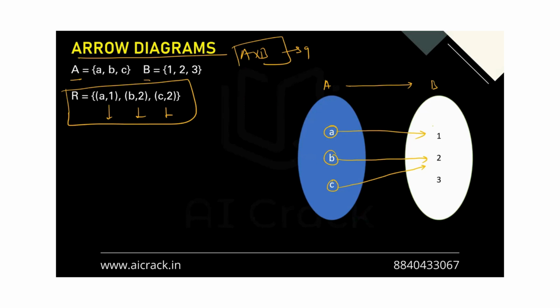Now in set B, the elements which are being mapped are called the images. There is no name for 3, but the elements which are being mapped, 1 and 2 over here, are called the images. So 1 is the image of a, 2 is the image of b, and 2 is also the image of c. And the elements of set A from which the mapping is starting are called the pre-images. So a is the pre-image of 1, b is the pre-image of 2, c is the pre-image of 2, right?